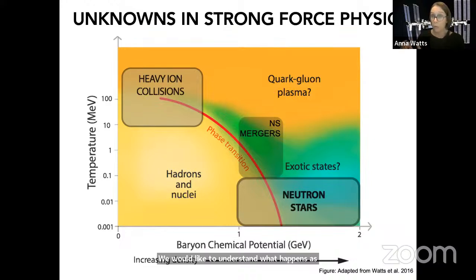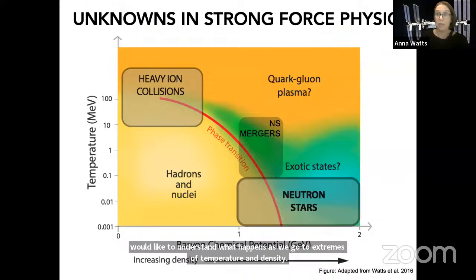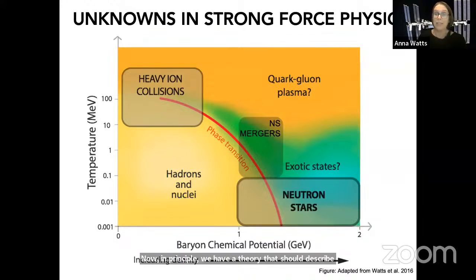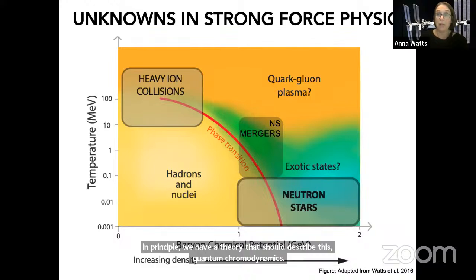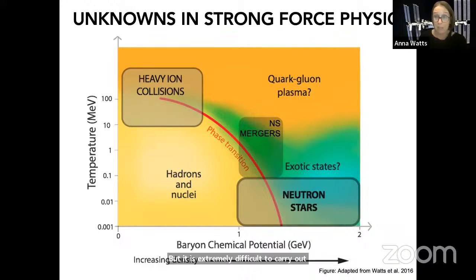Now, in principle, we have a theory that should describe this, quantum chromodynamics, but it is extremely difficult to carry out first principles calculations, basically to predict the properties, even of relatively simple atomic nuclei. It's very, very computationally challenging. So what we tend to do instead is, or my theoretical physics colleagues do, make phenomenological models of interactions that we can then test against experiment and observation.